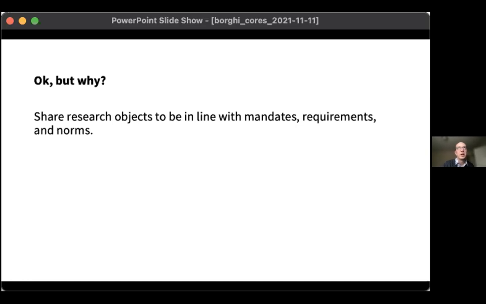Another reason to share, and I've been talking mostly in terms of carrots, this one is kind of a stick: share research objects to be in line with mandates, requirements, and norms. Funders, publishers, even academic institutions like Stanford have started to roll out requirements related to sharing. NIH, for as long as I've been in libraries, has had a public access policy where papers arising from work that they fund must be made available through PubMed Central to the public.